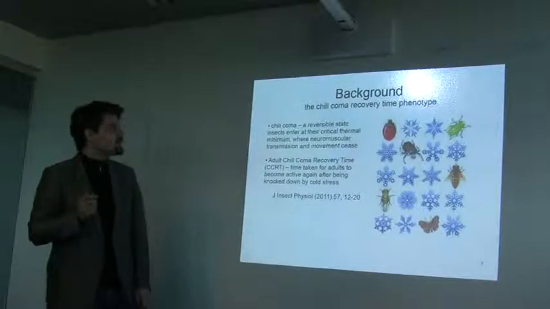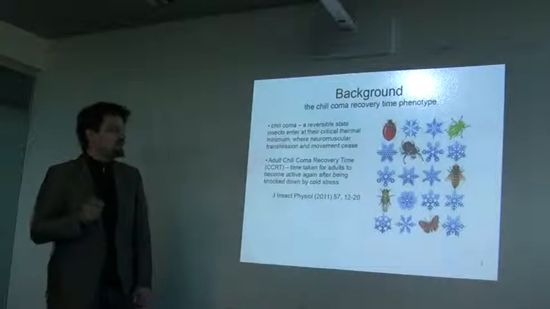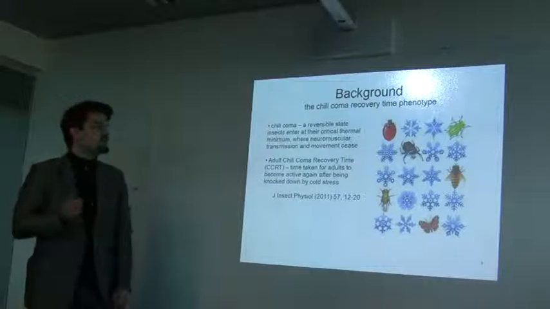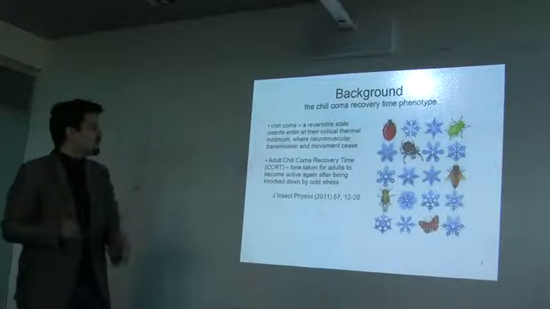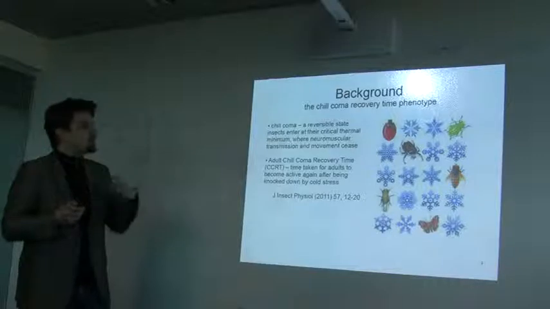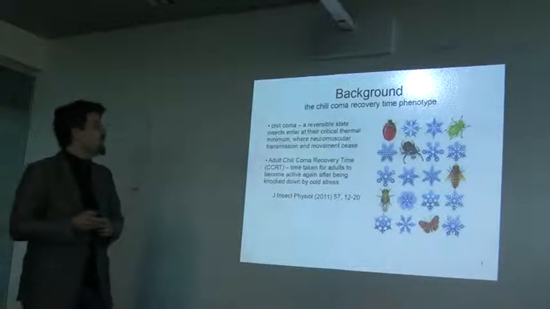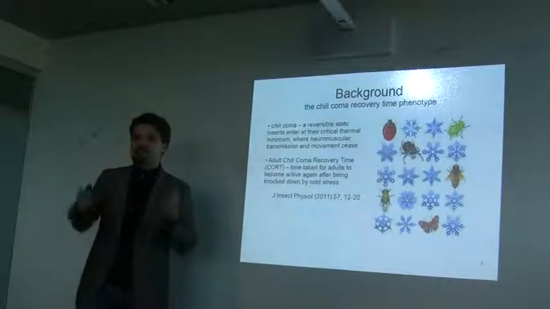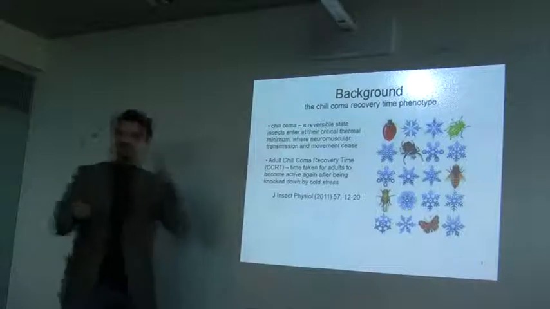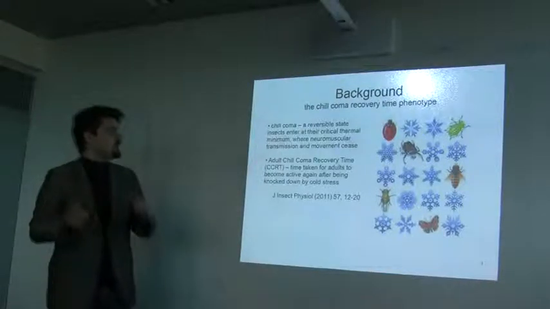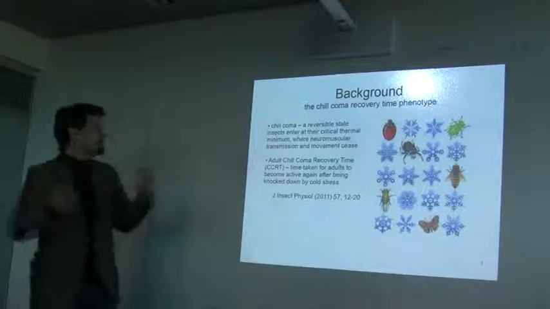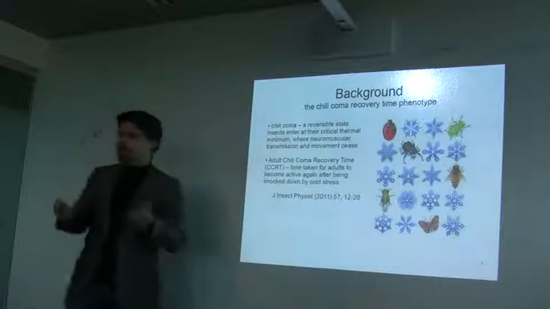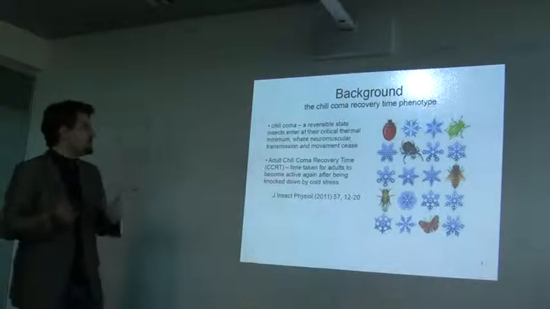Chill-Coma recovery time is a phenotype that people in quantitative genetics use because it is very easy to make experiments and it's very easy to measure. So insects in general fall into something called a chill-coma, which is defined as the cessation of movement after a certain threshold of temperature. They just stop moving, and in this state, provided there's no ice cold damage, it is completely reversible. They survive this way.